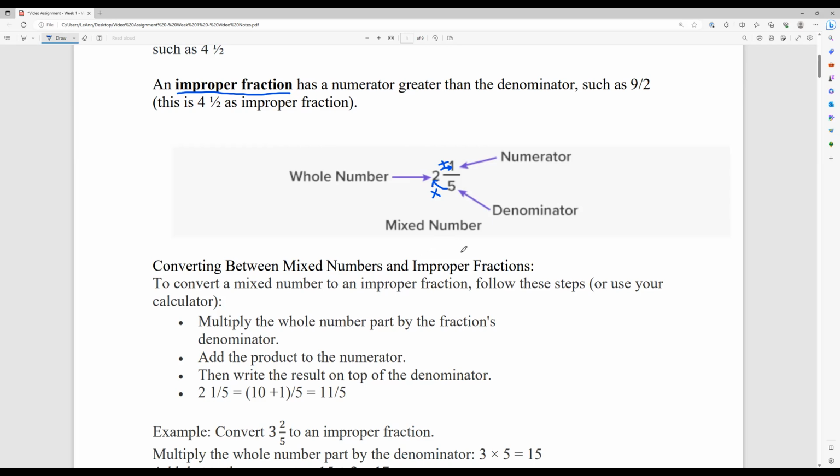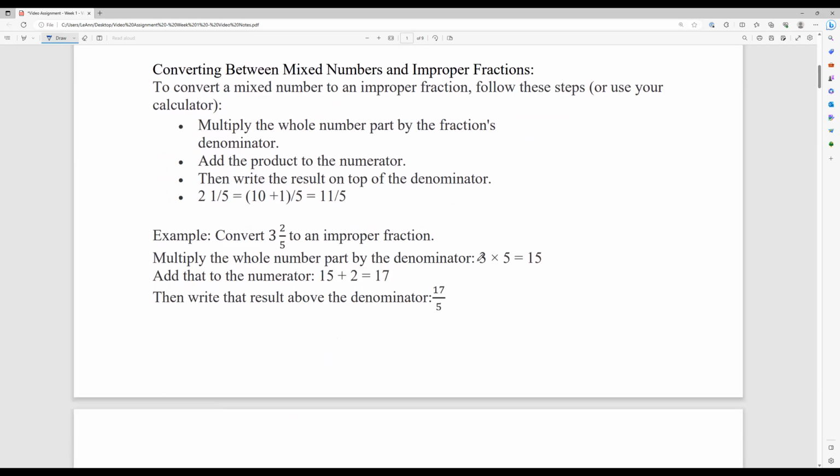Let's do another example, just so we make sure we've got that down. We're going to convert 3 2/5 to an improper fraction. Notice we do 3 times 5, which is 15. We add the numerator to that, so plus 2 would be 17, and we write that over our original denominator, so 17/5.